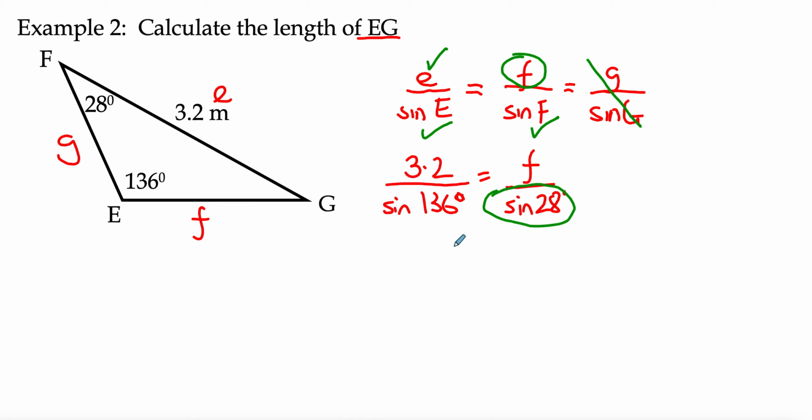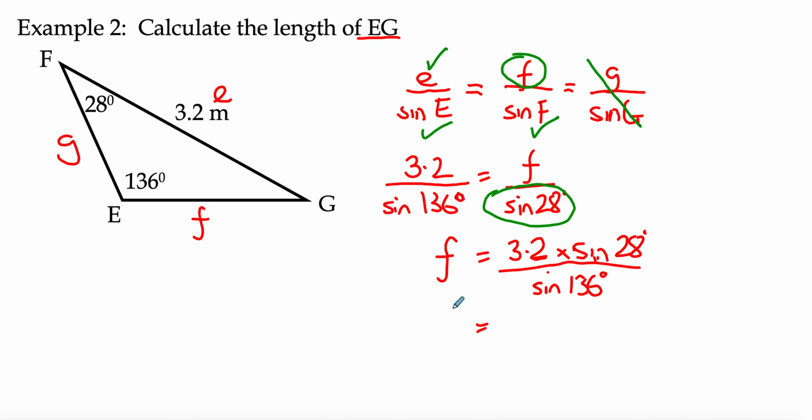So I'm going to flip it all around. So I've got f on the left-hand side is equal to 3.2 multiplied by the sine of 28 all over the sine of 136 degrees.